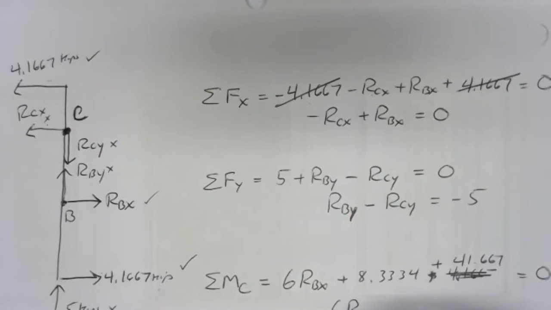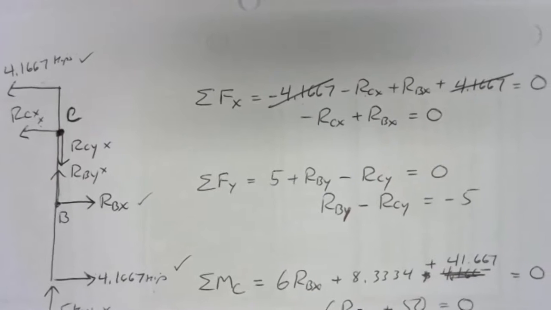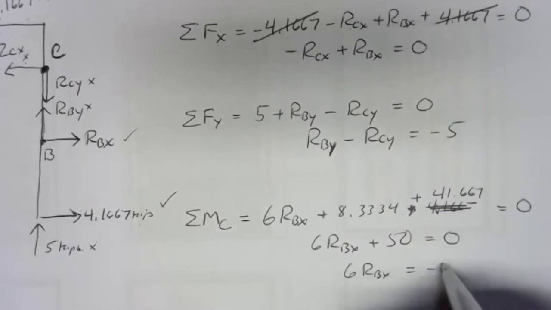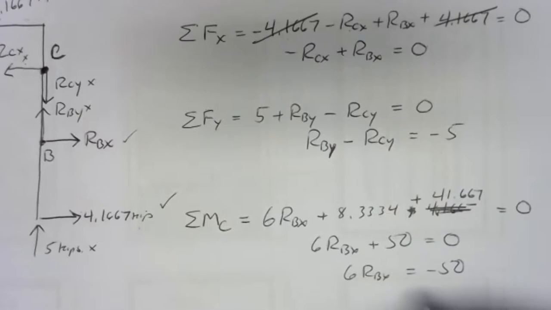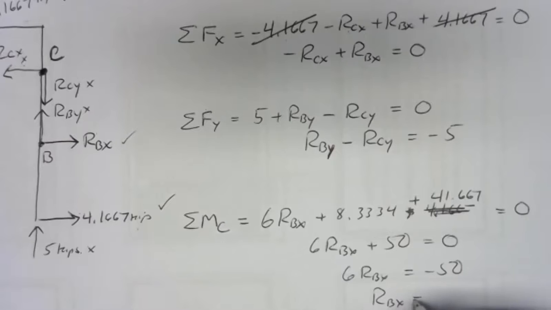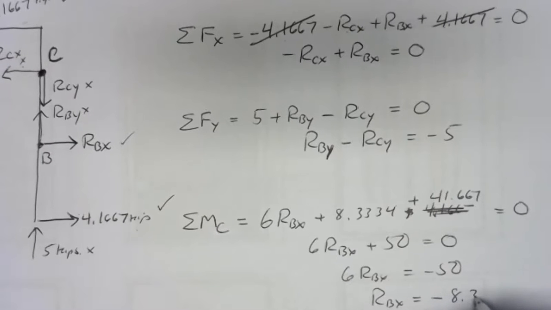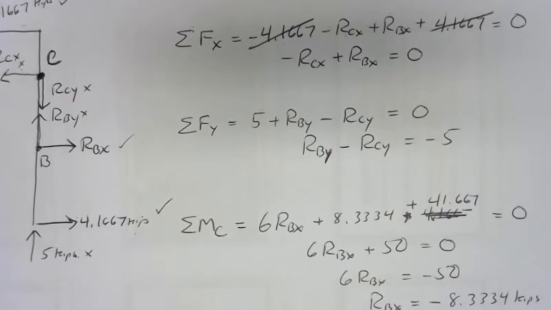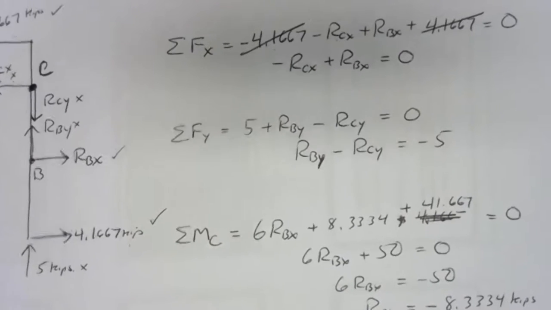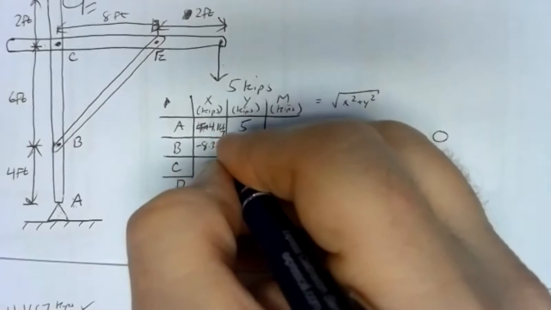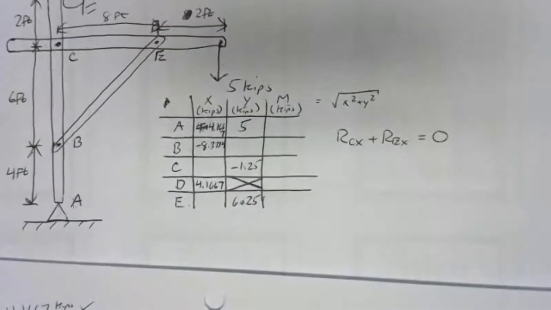We have 6 RBX plus 50 equals 0. Subtract 50 from both sides, so 6 RBX equals a negative 50, and divide by 6. And we get RBX is a negative 8.3334 kips. So that's my value for RBX. So we can fill that into the table. RBX is negative 8.3334 kips.